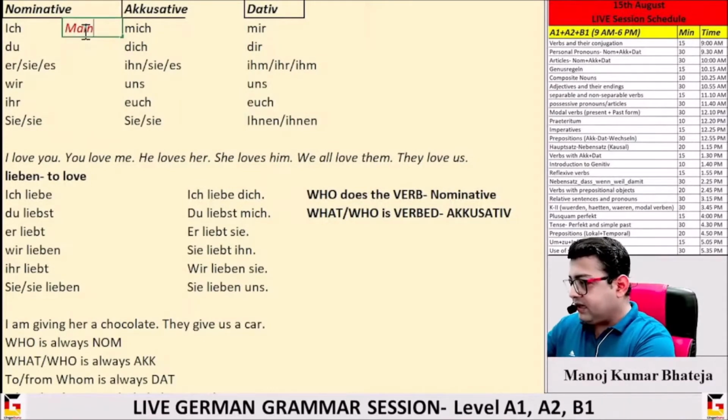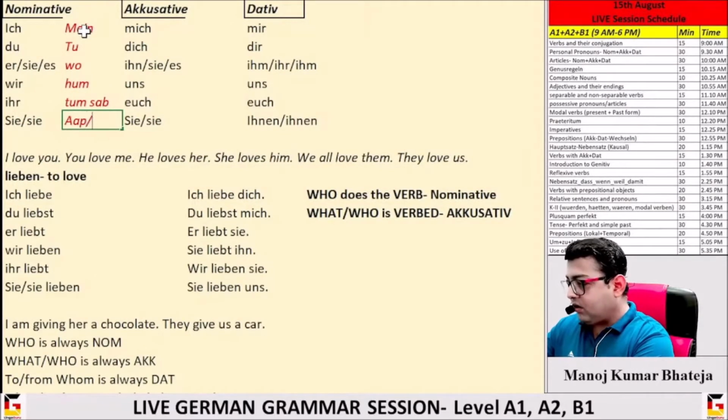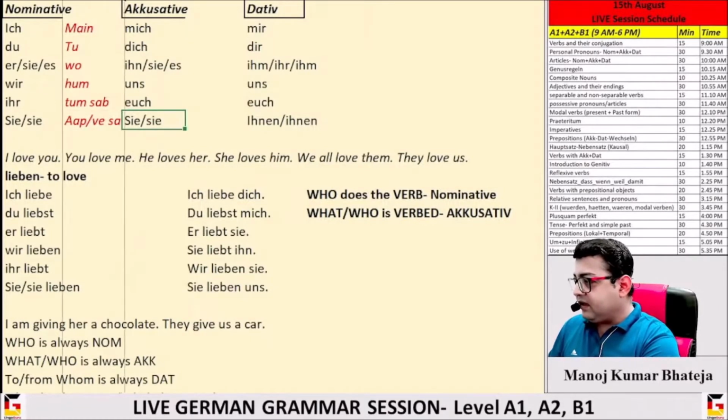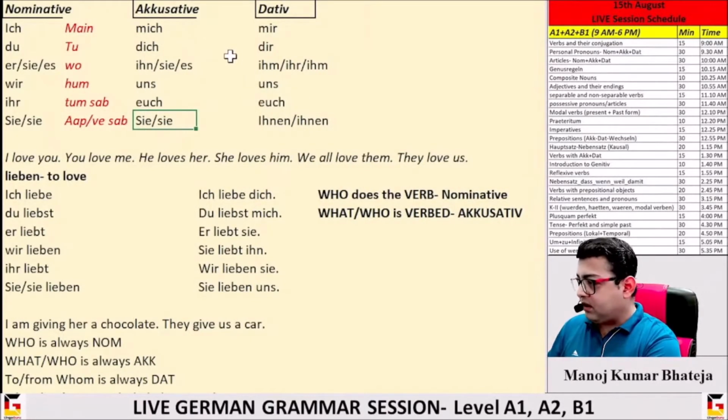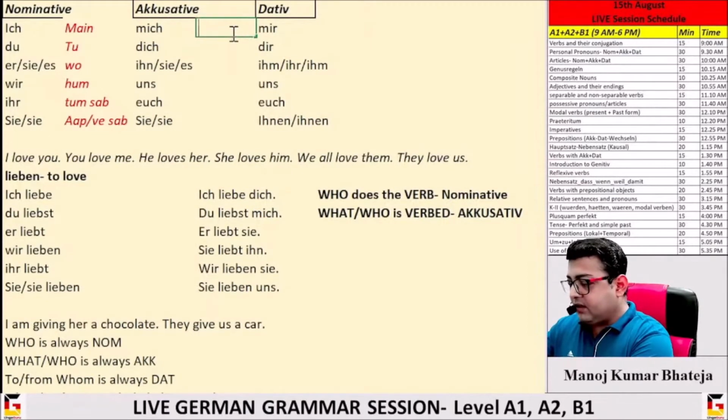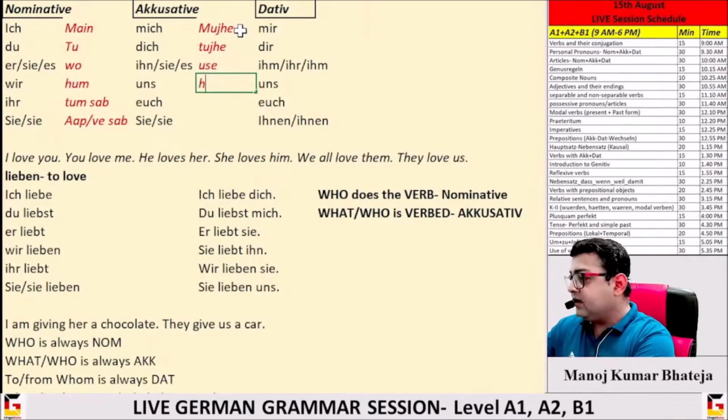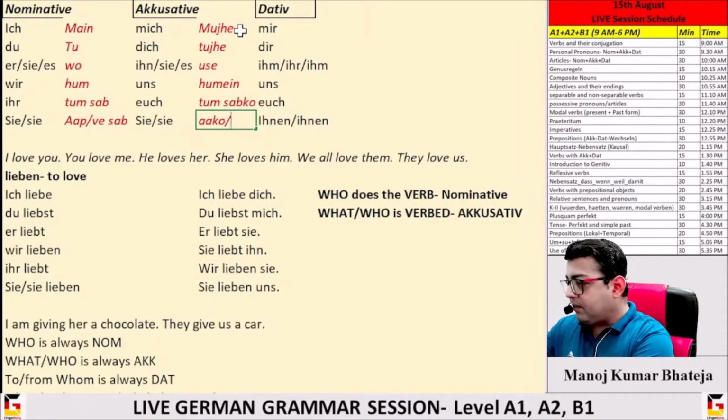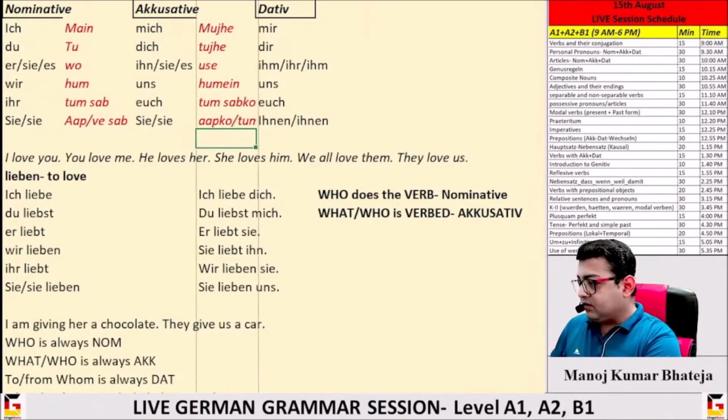If there's a little difficulty, it's like: मैं, तू, वो, हम, तुम सब, आप और वे सब. This is my Hindi meaning of these personal pronouns. In Hindi, it's like: मैं, मुझे, तू, तुझे, उसे, हमें, तुम सबको, आपको और तुम्हें. This is my accusative one.